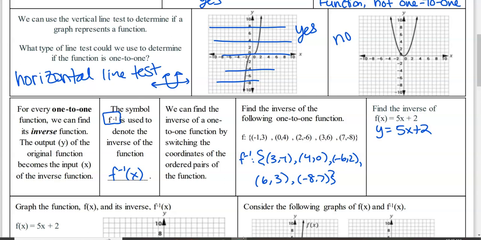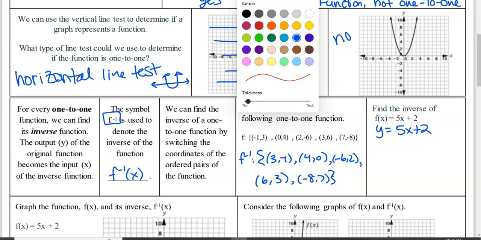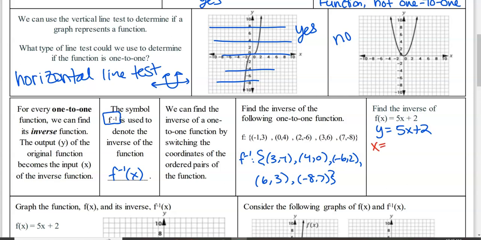Now I can switch x and y. Here comes the inverse part. So I'm going to flip-flop them. So now we're going to have x equals 5y plus 2. And we're going to rearrange to solve for y using all the inverse operations, and that's how we get the inverse function.